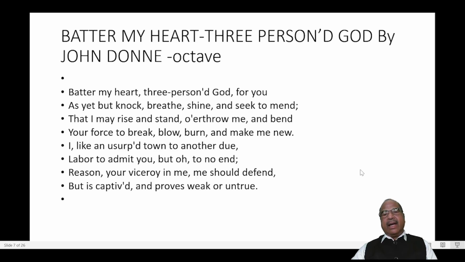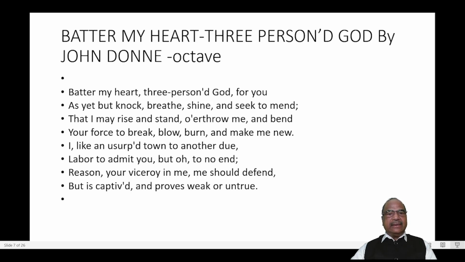Then we may have a look into the poem Batter My Heart, Three-Person'd God by John Donne. So you know what a sonnet is? A sonnet is nothing but a 14-lined poem, and it is a Petrarchan poem, and here the meter is iambic pentameter. Any Petrarchan sonnet is divided into two parts, an 8-line octave and a 6-line sestet. In the octave the problem is introduced, and in the sestet the problem is resolved. So we may read the poem.